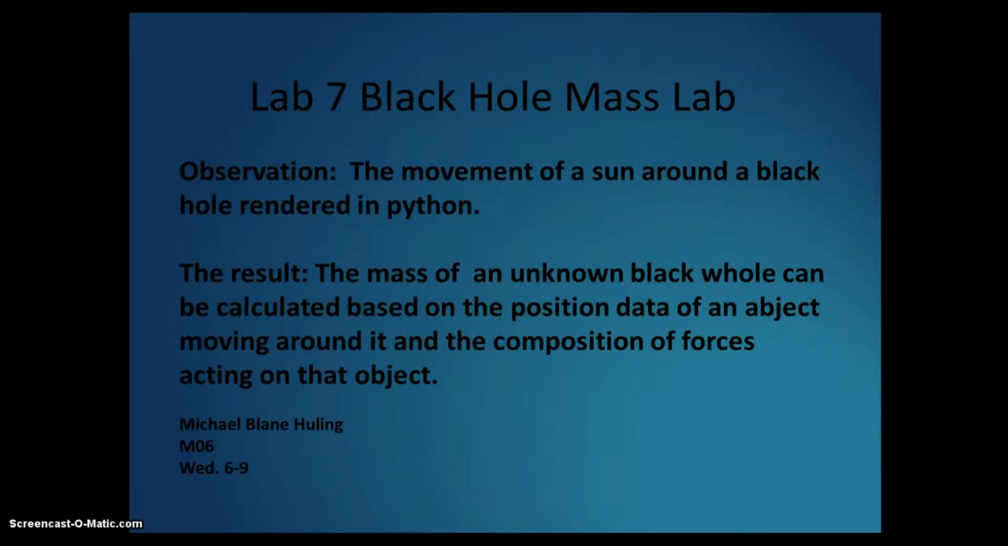I'm in Lab Section M06, and this is Lab 7, the Black Hole Mass Lab. The observation was the movement of a star around a black hole rendered in Python, and the result was that the mass of an unknown black hole can be calculated based on the position data of an object moving around it and the composition forces acting on that object.